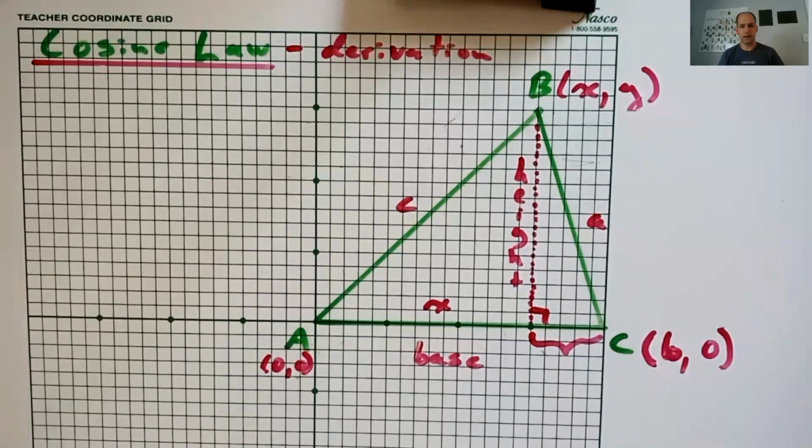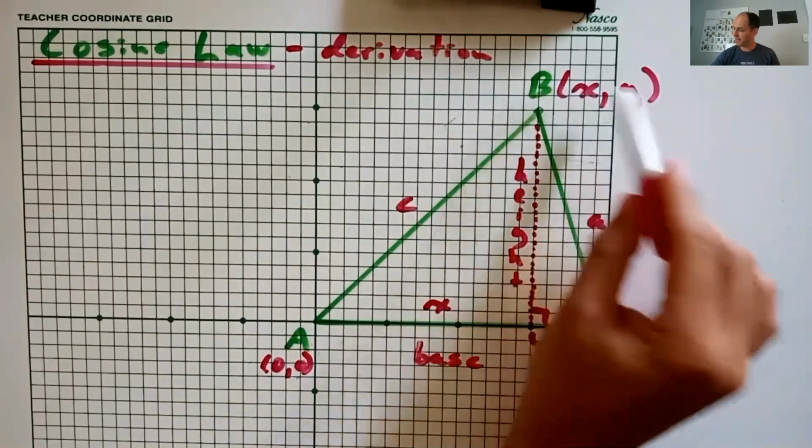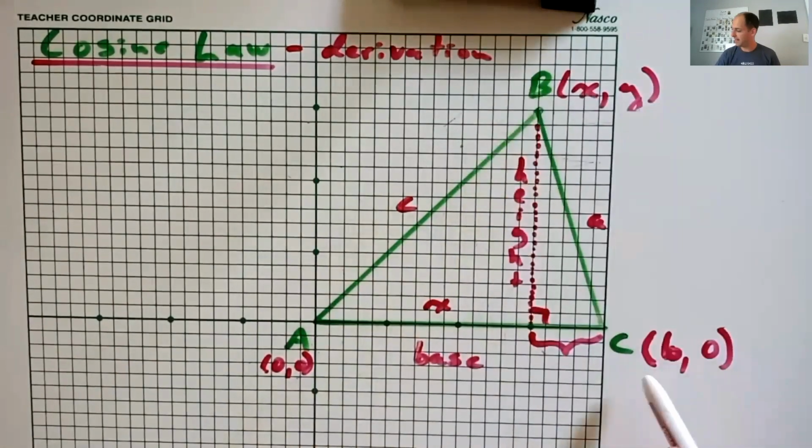This is a derivation of cosine law. To begin, we have a triangle ABC where A is at the origin (0, 0), B is at some point (X, Y) in quadrant 1, and C has coordinates (b, 0), where b is the length of the base and the Y value is 0 because it's running along the X axis.